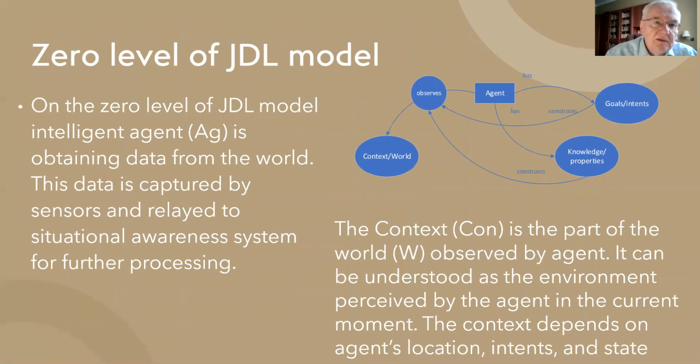So let's consider our approach according to different levels of the JDL model. On the 0 level of the JDL model, we have an agent which has several goals, intents, which has its own states, and this agent observes the world using a set of sensors. In this setting, the context is a part of the world observed by the agent, and in this context we also include the goals or intents of the agent and its state.